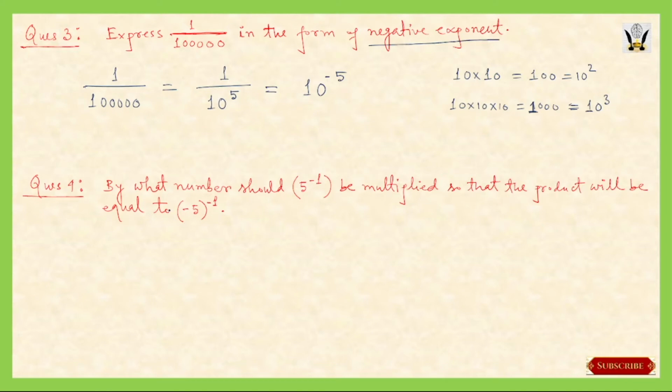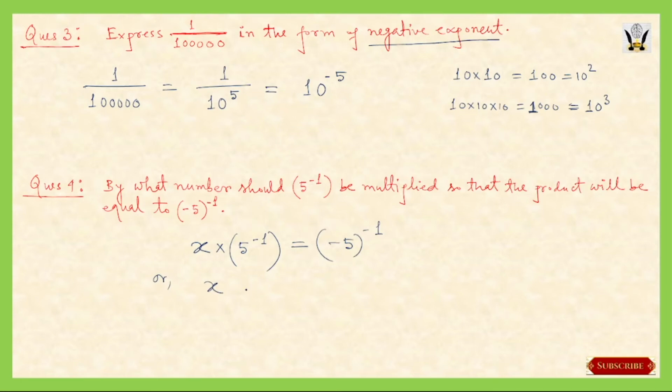Now the next question says that by what number should 5 to the power minus 1 be multiplied so that the product will be equal to minus 5 to the power minus 1. So let's assume that number is x. Now that number x will be multiplied with the second number, which is 5 to the power minus 1. And when we multiply these two, the result of multiplication will be minus 5 to the power minus 1. Fine. Now we have to find the value of x.